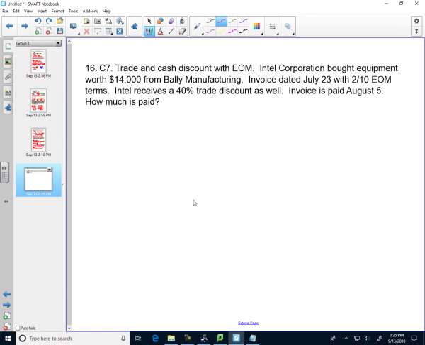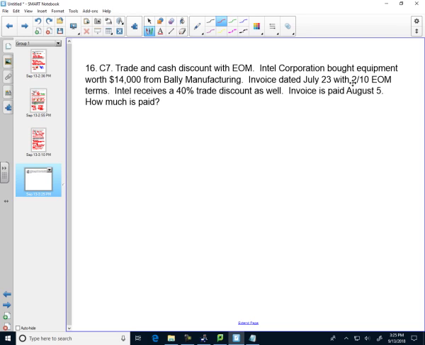Number 16, C7. Wonder what that means. Chapter 7, trade and cash discount with EOM. What's EOM mean? End of the month. Remember there's two variations of that. Okay? Intel Corporation bought equipment worth $14,000 from Bally. Invoice dated July 23rd with 2/10 end of month terms.